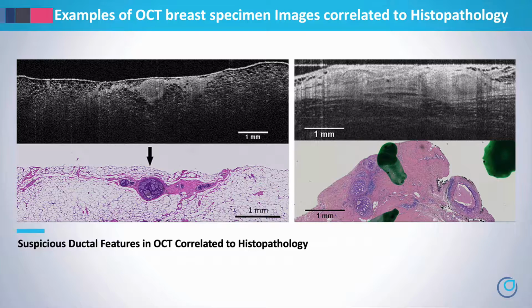Here we see further examples of suspicious ductal features in OCT correlated to histology. This is an abnormal glandular structure reflective of DCIS here, which highly correlates with the OCT data in this figure, right at the margin, essentially. Here again, we see abnormal glandular structures very close to the inked margin. We can see evidence of these structures as well in the OCT set.